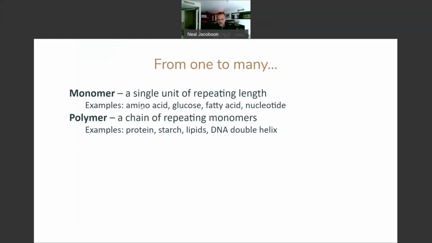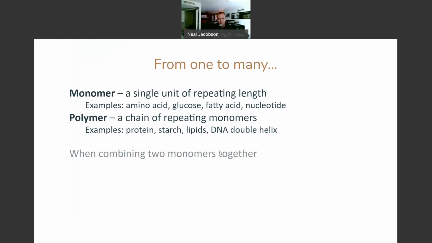And so what I've done is I've shown you, okay, we have amino acid as a monomer. If you have a bunch of amino acids bonded together, that makes a protein. We have glucose as a monomer. If you have a bunch of glucose bonded together, that makes a starch. You have fatty acids, a bunch of fatty acids bonded together makes a lipid, or a triglyceride, or a phospholipid. Nucleotides bonded to each other can make something like a DNA double helix.